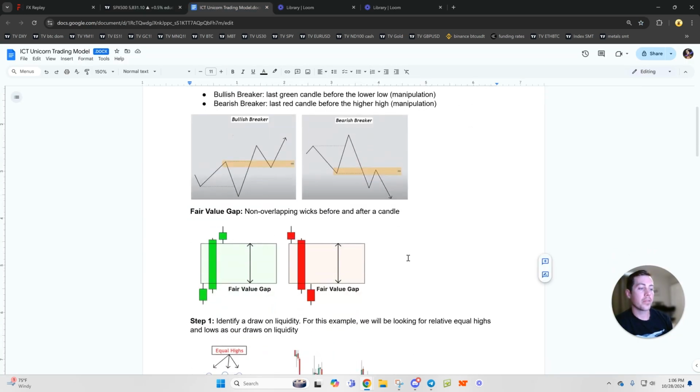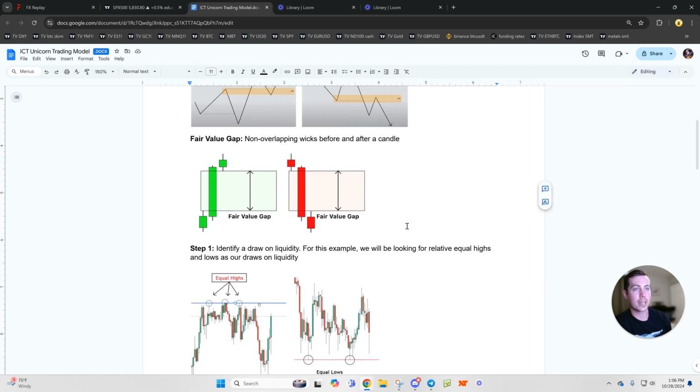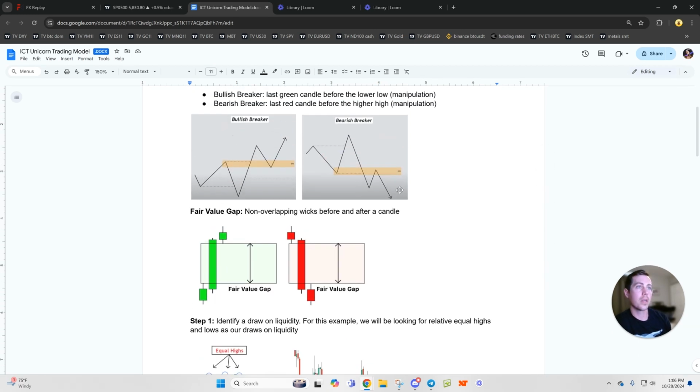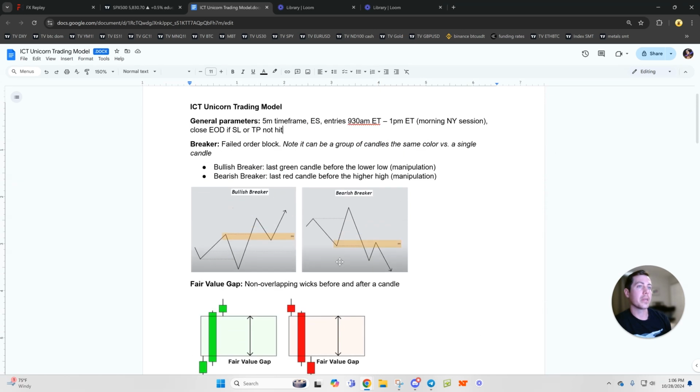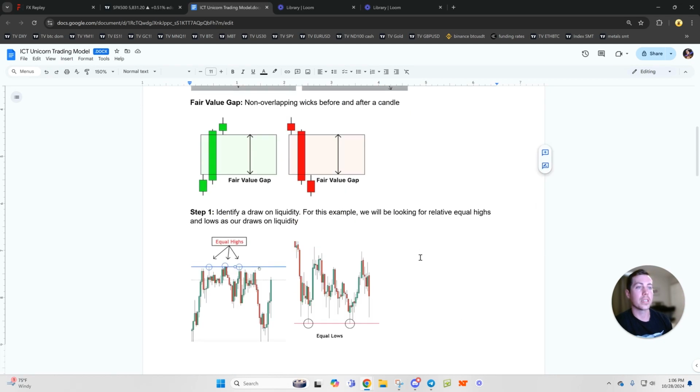And then fair value gaps, hopefully most of you are familiar with those, but essentially it is a gap in price between three candles so that the wicks before and after a candle don't overlap. And these can also act as supports and resistances, as price comes back to retest them. So let me know if any questions on those concepts, but the unicorn model is going to be looking for instances where there's a market structure shift with both a breaker and a fair value gap. So two potential reasons that price could hold up before it continues.